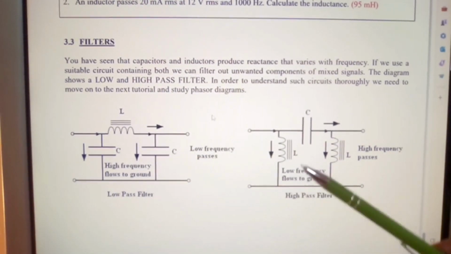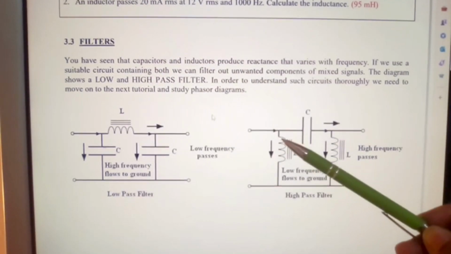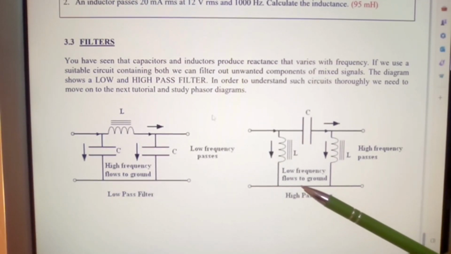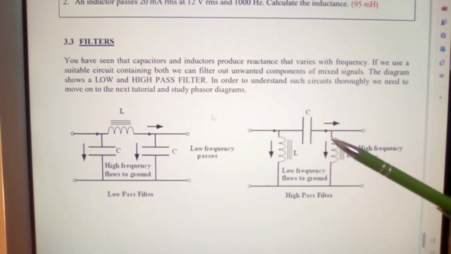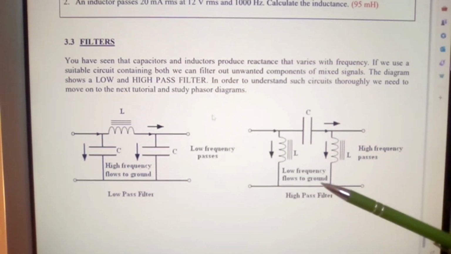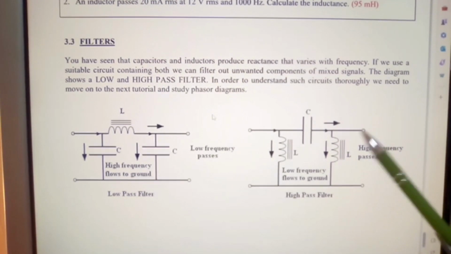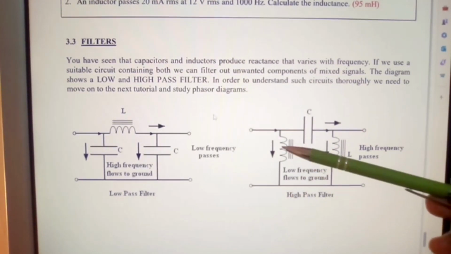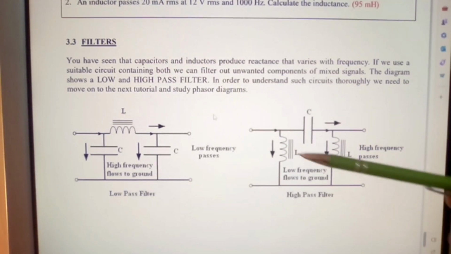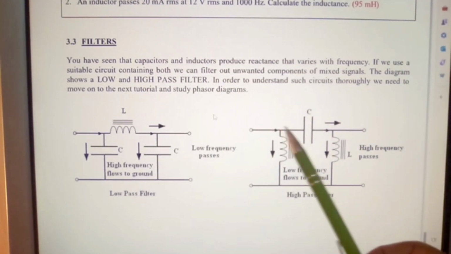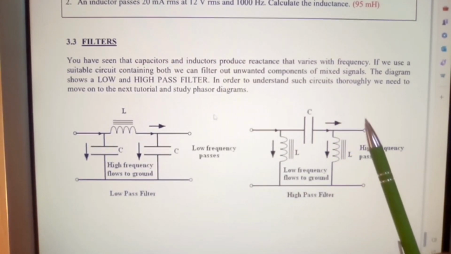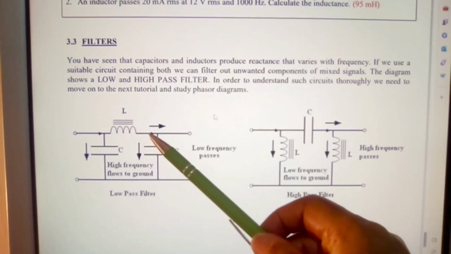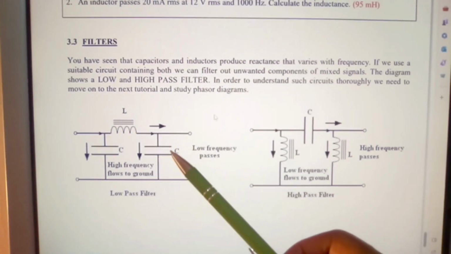Right here, what happens here now? We have our capacitor in our circuit, but we have two inductors going down to ground. This shorts all low frequencies down to ground and only allows high frequencies to pass through. Okay, so low frequencies go to ground using our two inductors, and the capacitor allows the high frequencies to pass through. But you can see here the high frequencies go down to ground using the inductor, and the inductor is allowed to pass low frequencies.